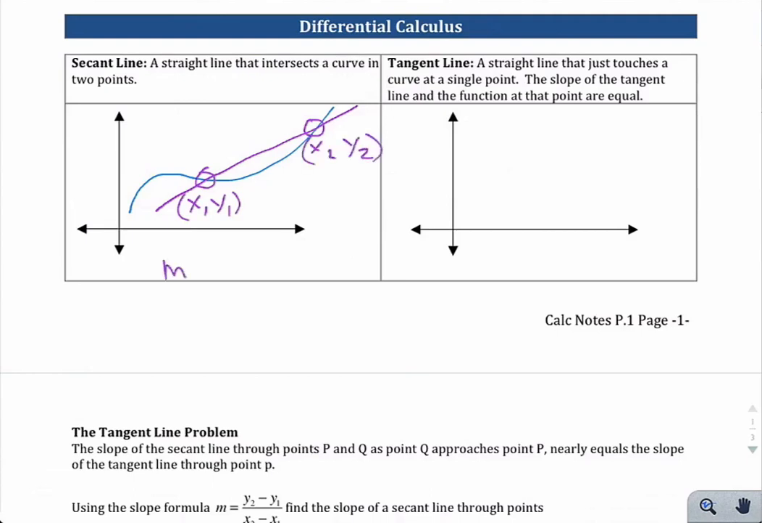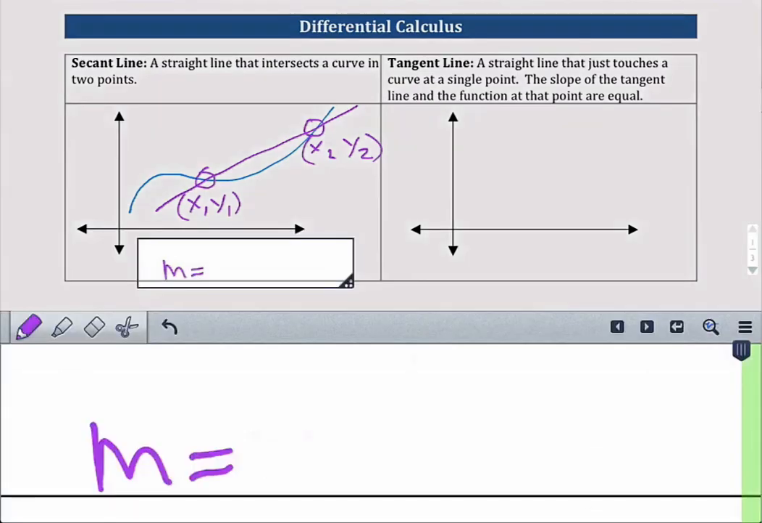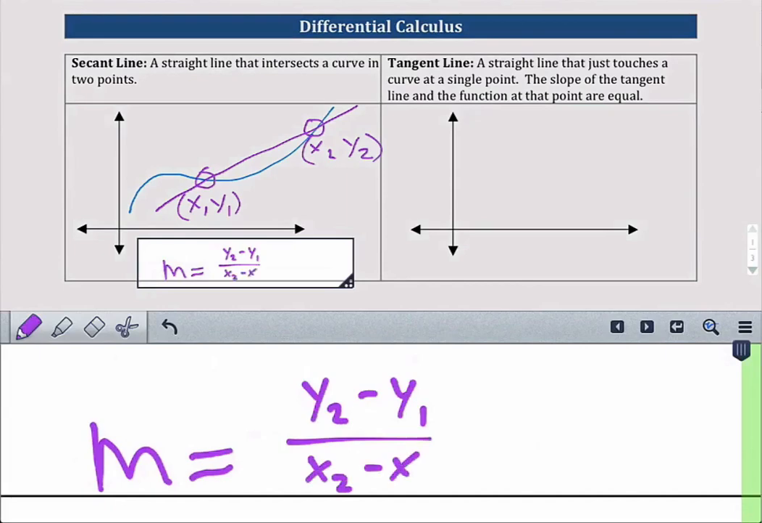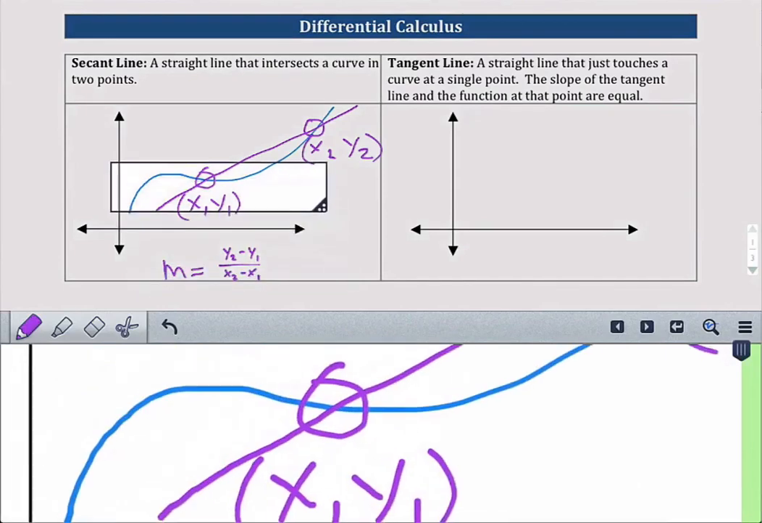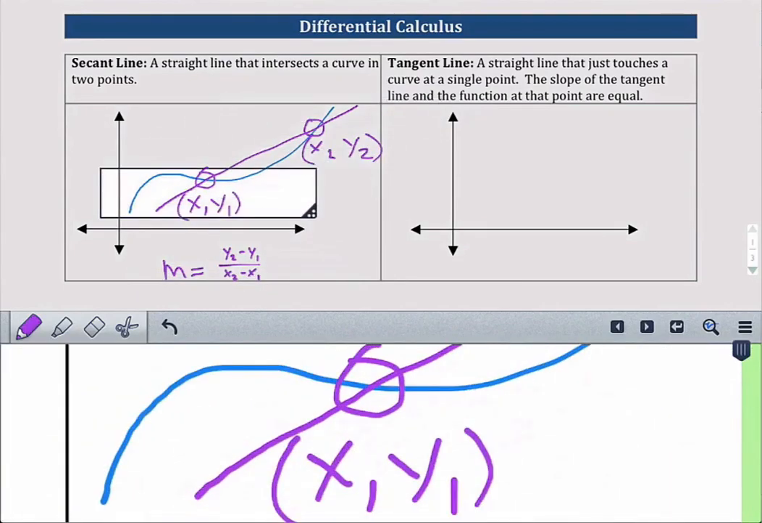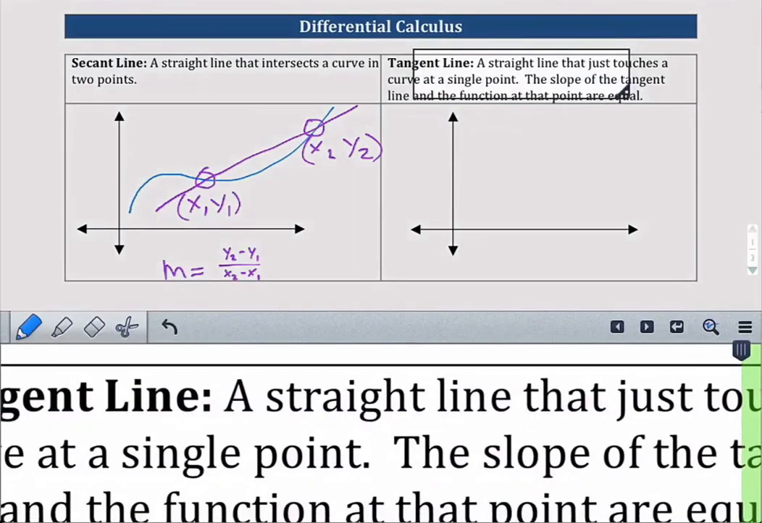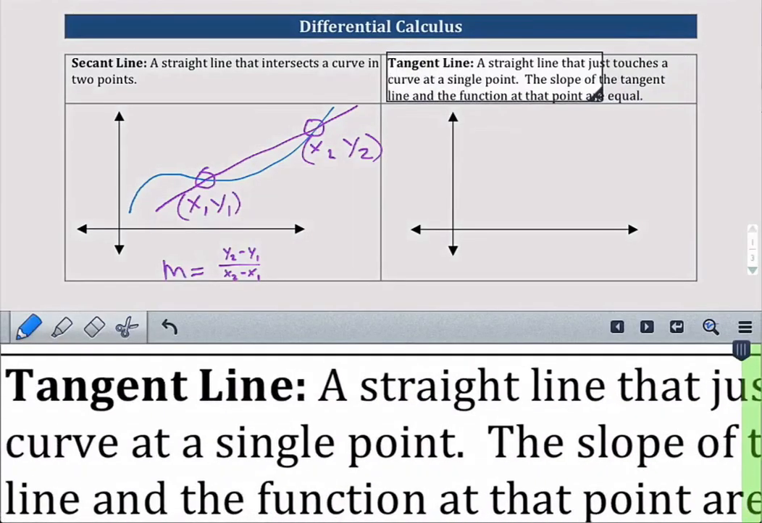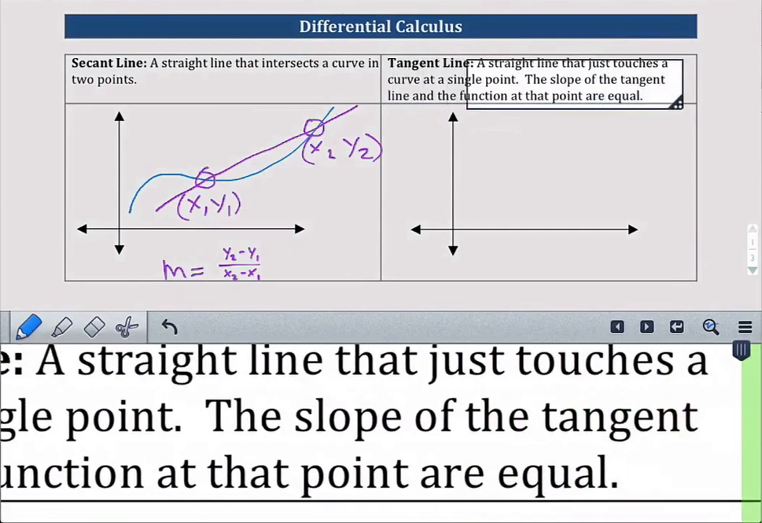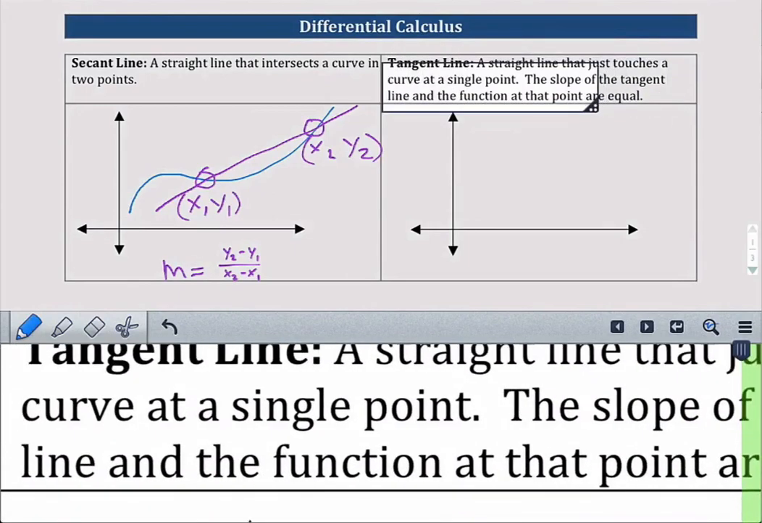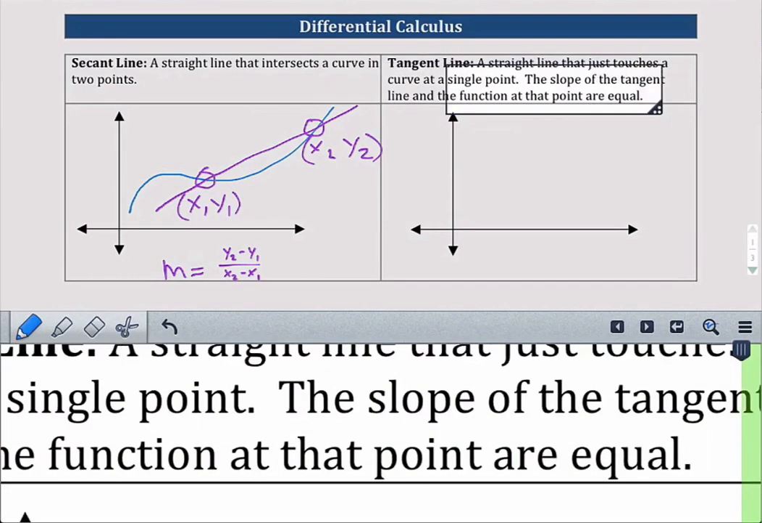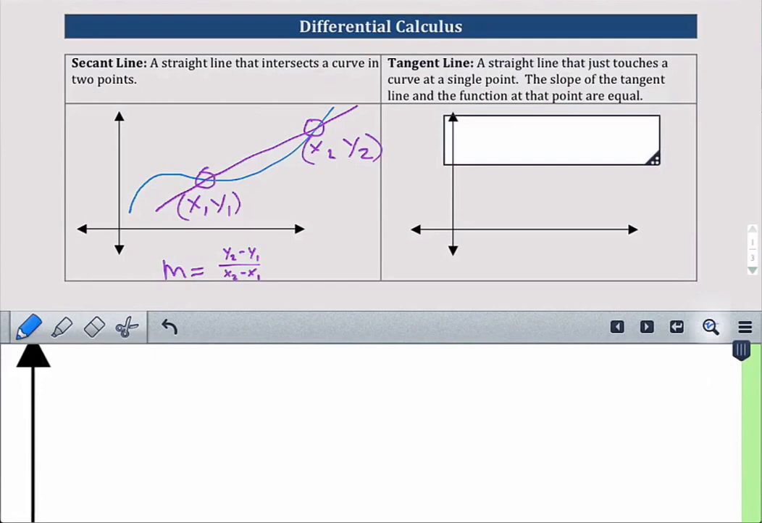And remember that our slope would be rise over run. So it would be y sub 2 minus y sub 1 over x sub 2 minus x sub 1. Okay, so we could actually find the slope of our secant line there. Now, a tangent line is a straight line that just touches a curve at a single point. And the slope of the tangent line and the function at that point are equal. So we can say that the slope of any function is equal to its tangent line at that point.